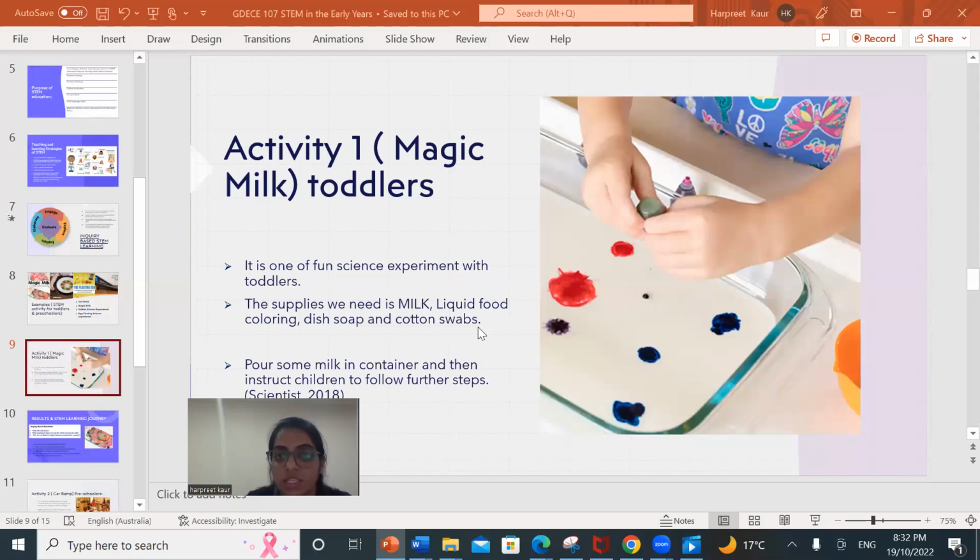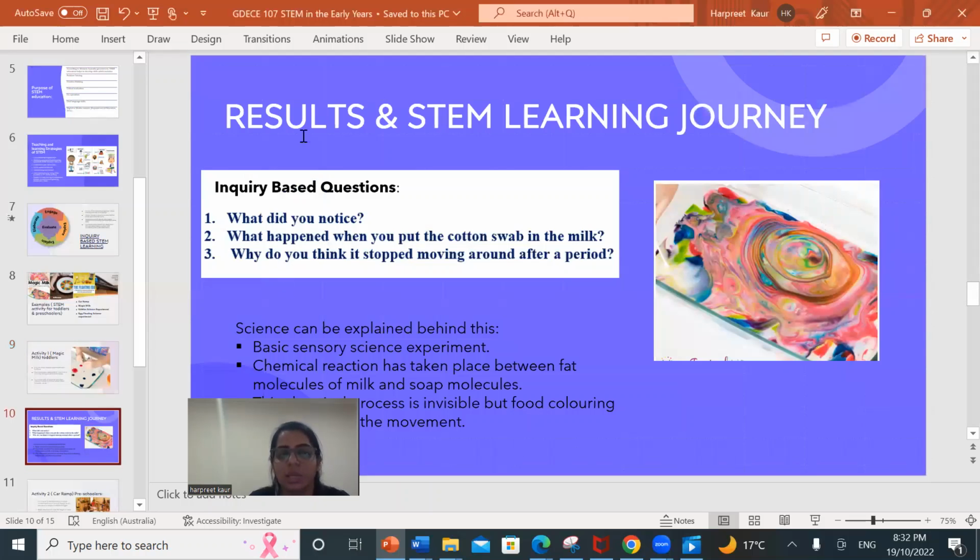And then after that, we can start seeing a lot of changes, because a chemical reaction is going to happen between the fat molecules of milk and the soap molecules, which really will be a fun experiment. So in the next slide, we can tell what the results or STEM learning journey can be through this experiment.